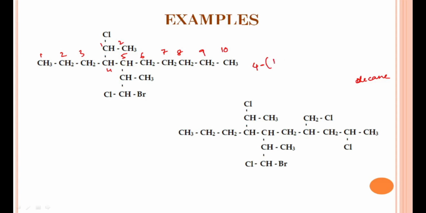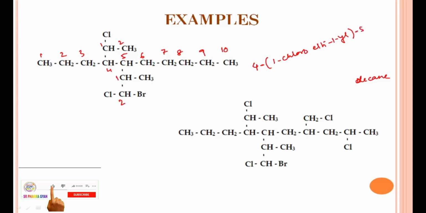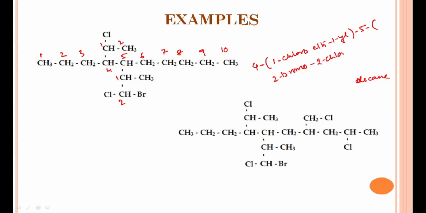What is the first substitution? 1 chloro with 1 yl. Okay. Now in fifth position, another substitution is present. So how to give the numbering for this? 1, 2. So here in fifth position, second substitution is present. So what will be the name for the second substitution? 2 bromo, 2 chloro, 1 methyl, then 1 yl decane. So that will be the total name.